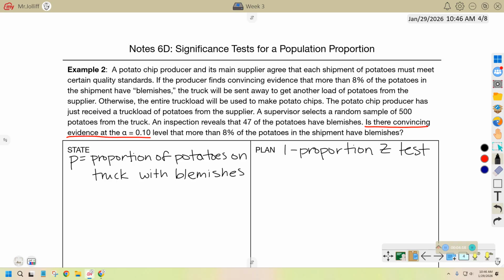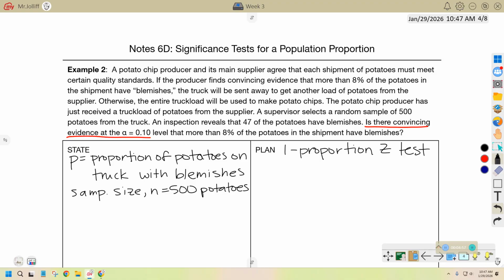We know in the state step, after we've defined our variable of interest, we're just identifying all of the information we're given in the problem and stating our hypotheses, the claims we're going to test. So who can give me a number in the problem that I need to write down here? Marilyn. 500. Very good. So 500 random sample, that must be my sample size. Excellent. So sample size n equals 500 potatoes.